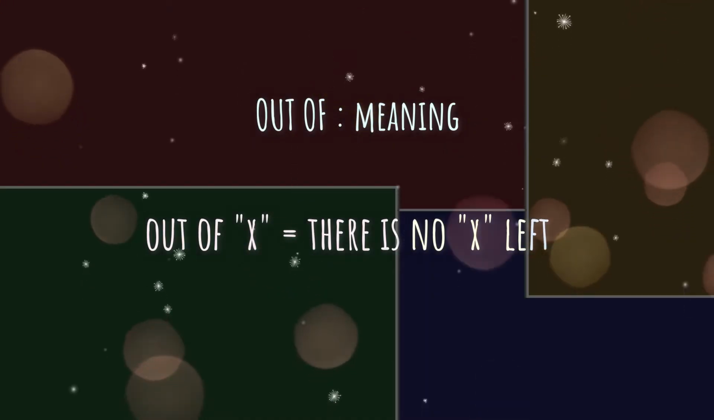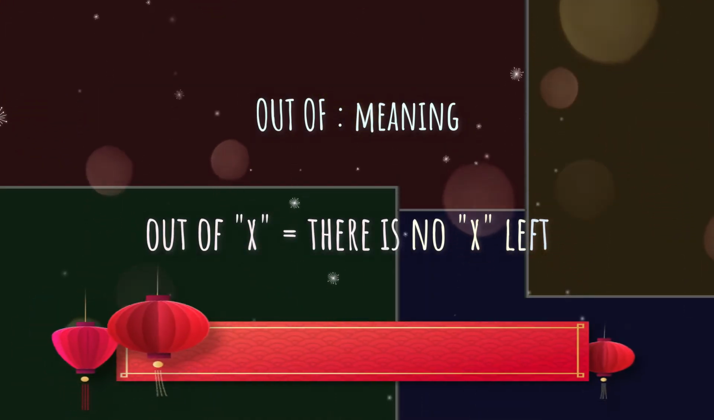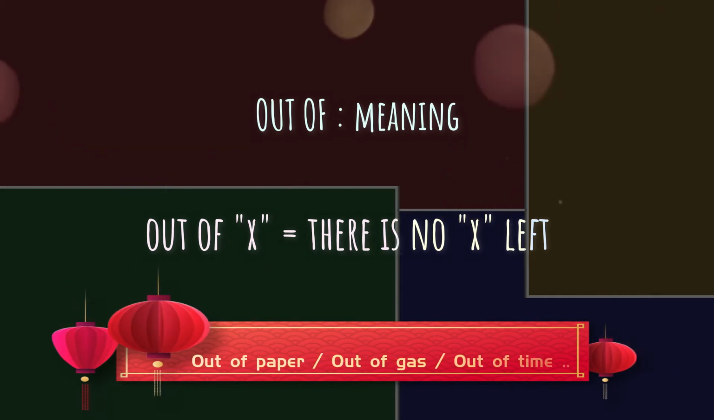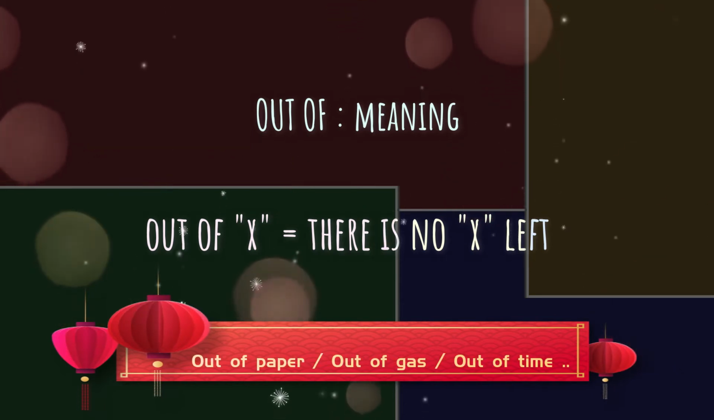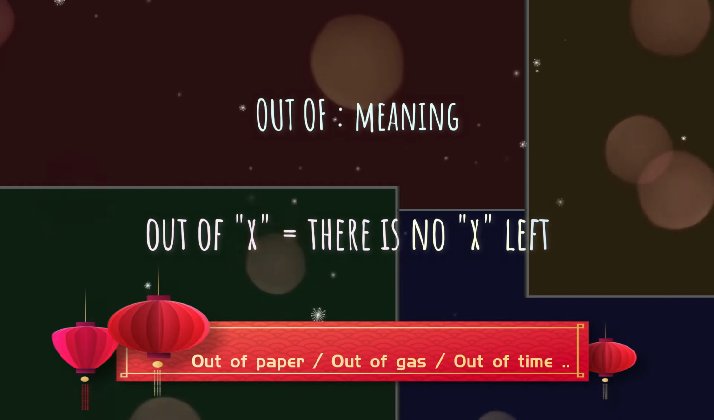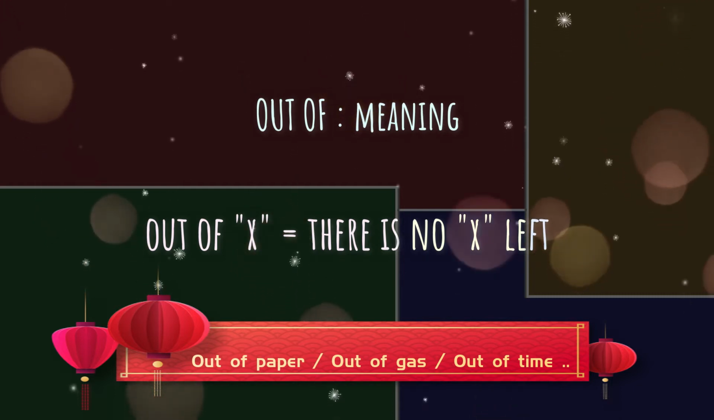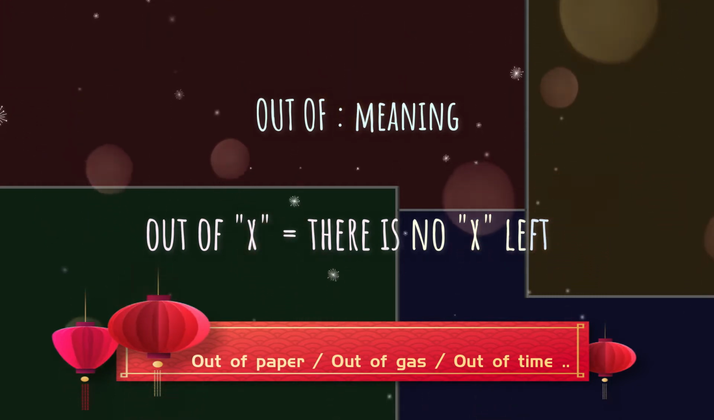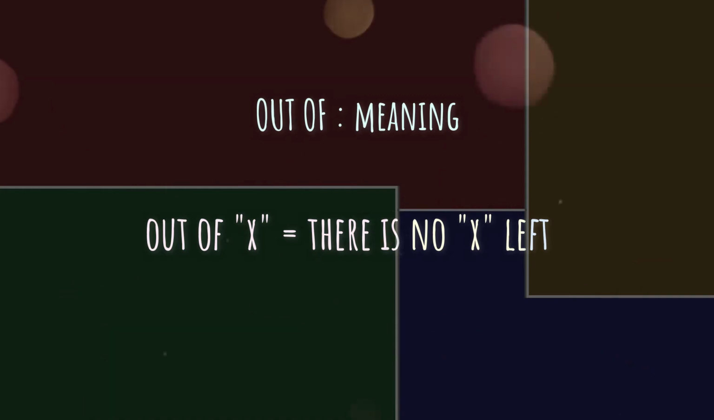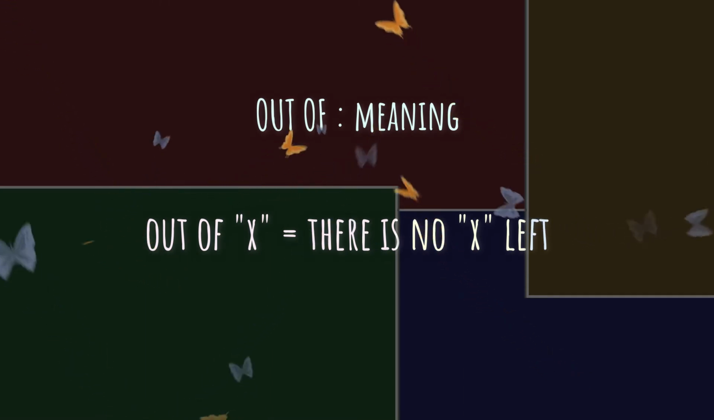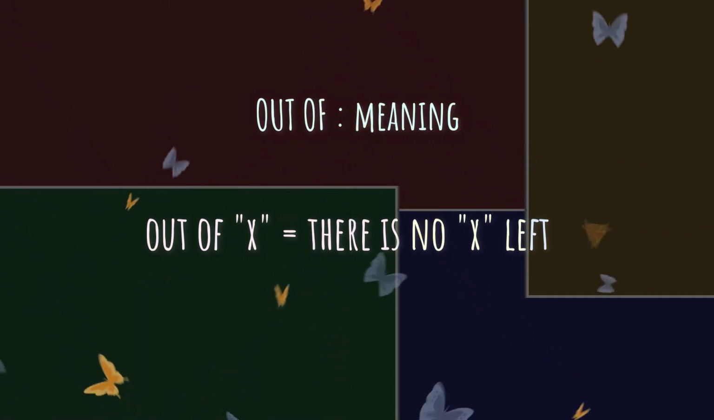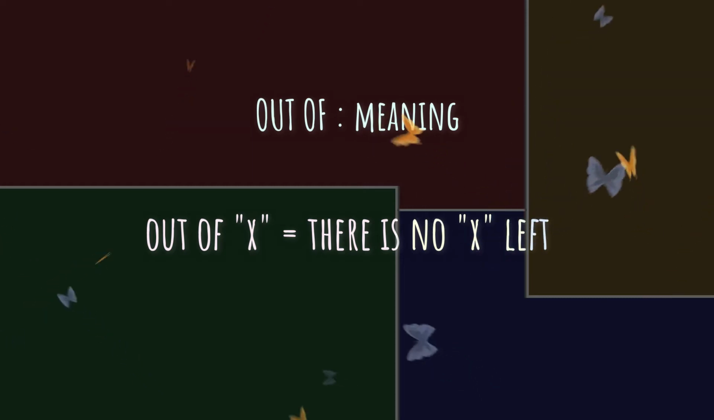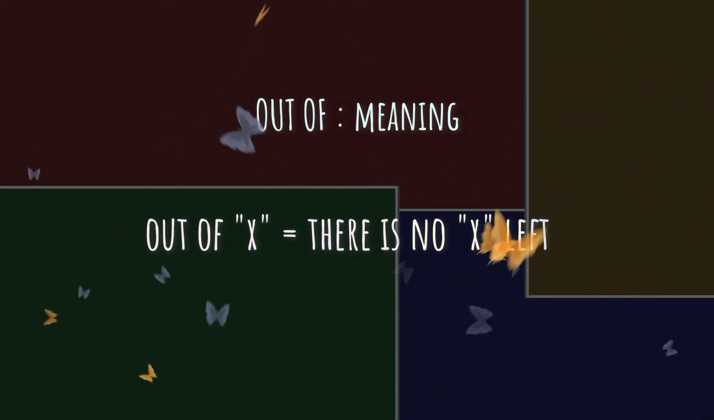The meaning is almost the same for other examples, such as out of paper, out of gas, which is gasoline, out of time, out of money, or out of space. Now let's move on to the main part of this video lesson, which is all about idioms that use the words out of. Each one of them has a different meaning that you have to memorize. So let's go ahead and get started.